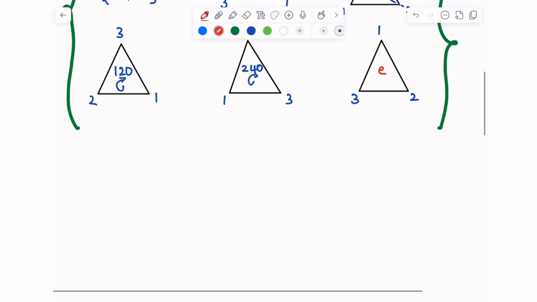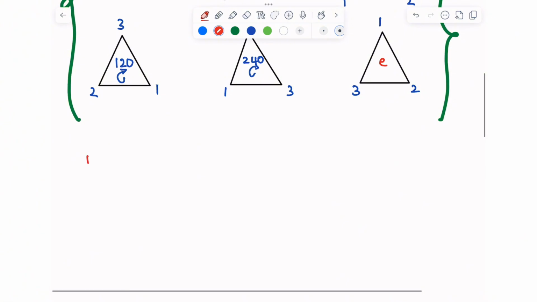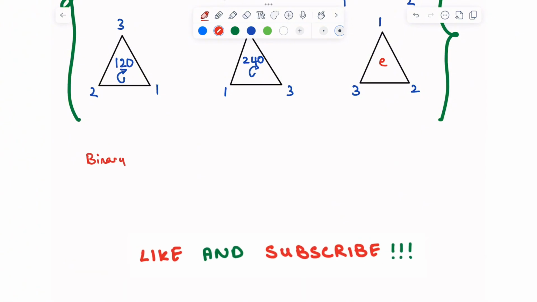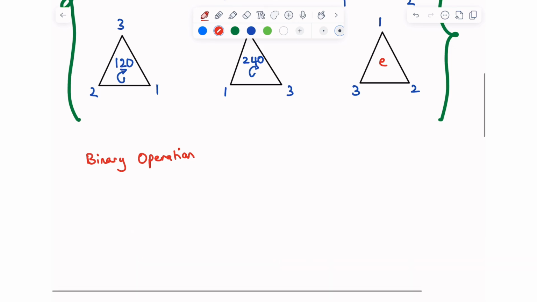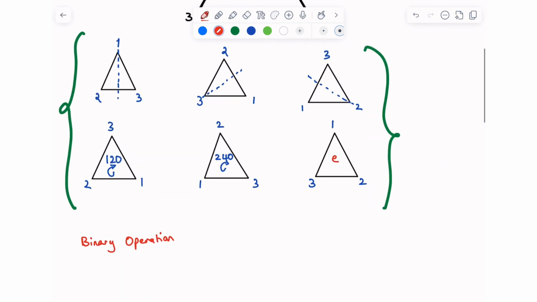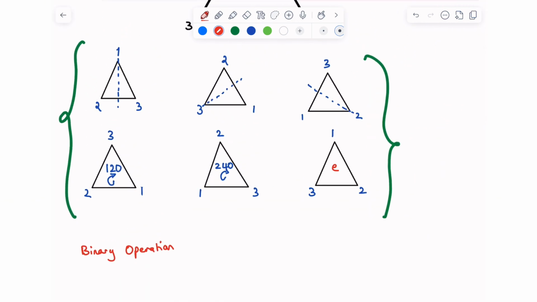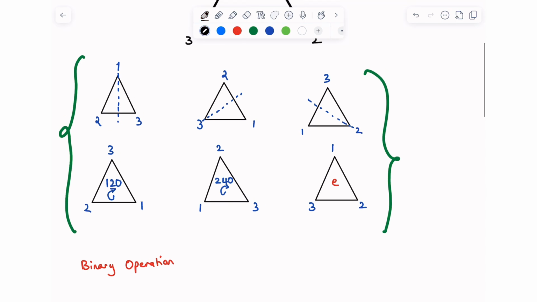The first important thing that a group must have is a binary operation. And what this is, it's simply a way of combining 2 things in a group. Obviously this thing here is a set, a set of elements. We have a set of rotations and reflections of this triangle.